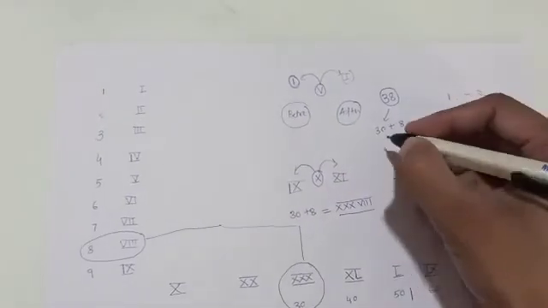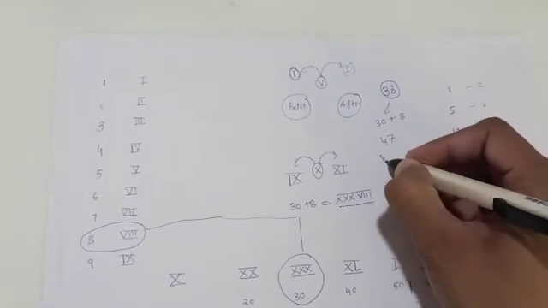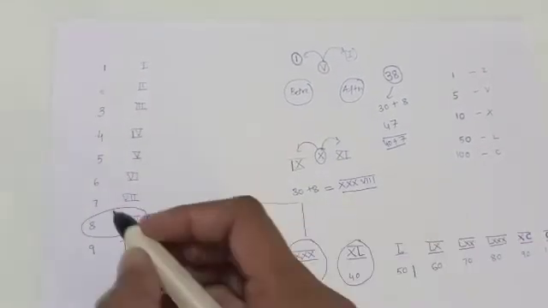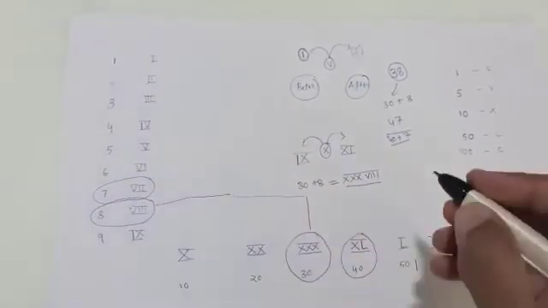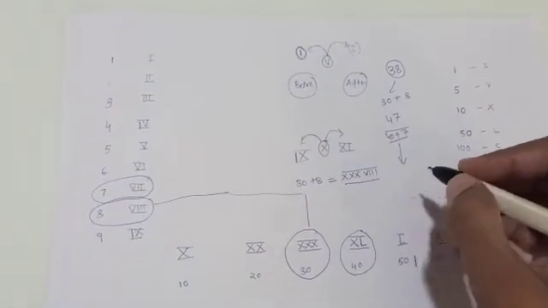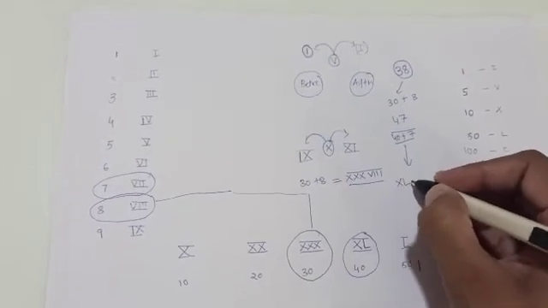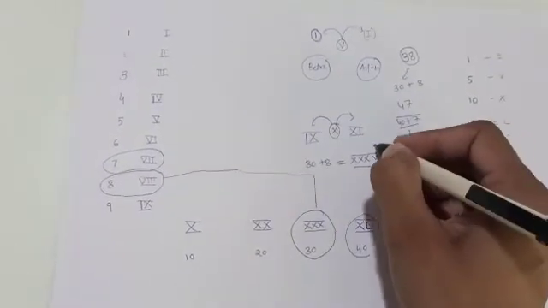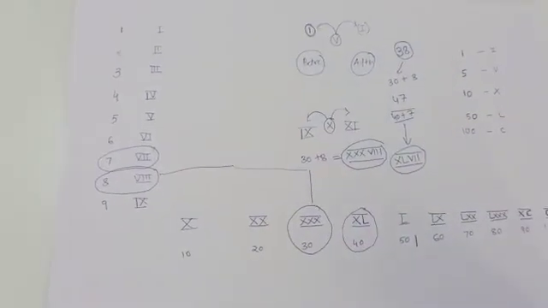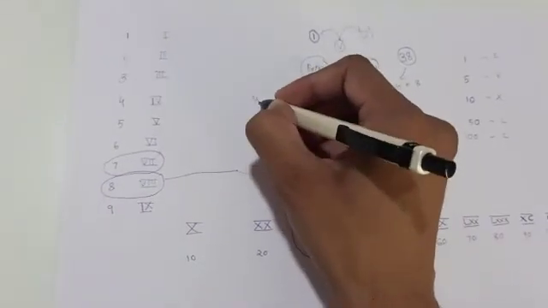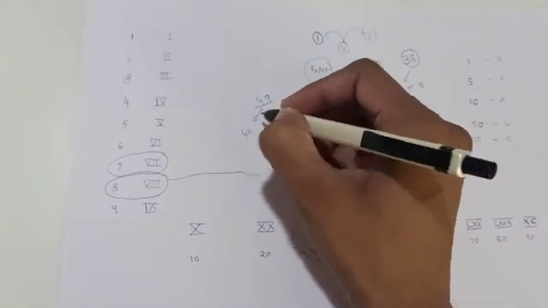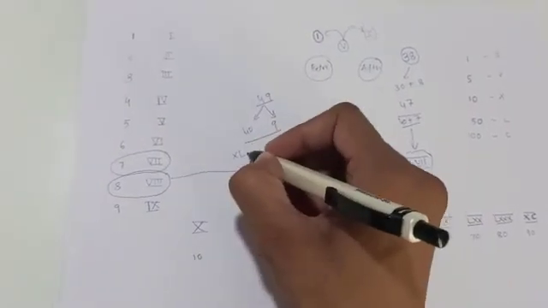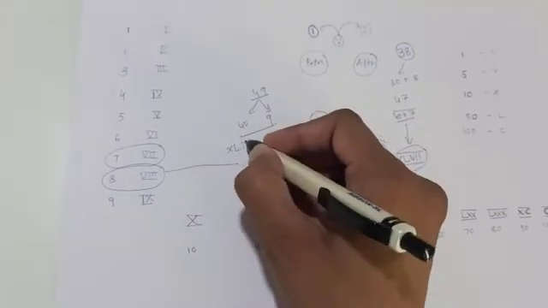So now you can write 47, which is 40 plus 7. For 40 is XL and 7 is VII. So for 47 you can write down XL for 40 and VII for 7, that is 47. Okay. Similarly you can write down 49. So 40 and 9 is 49. For 40 is XL and for 9 is IX.